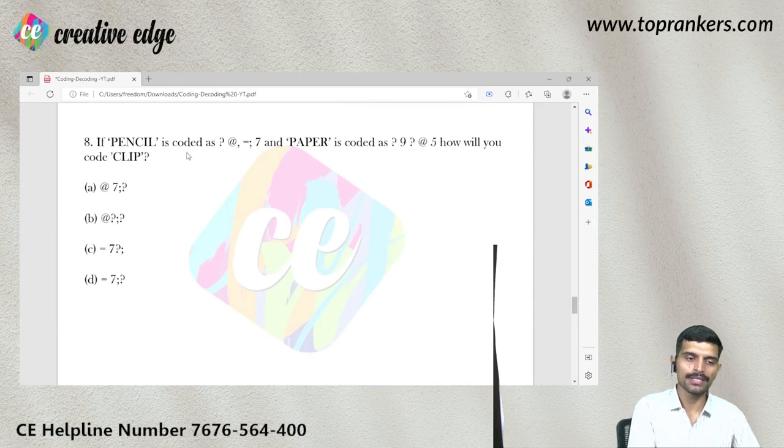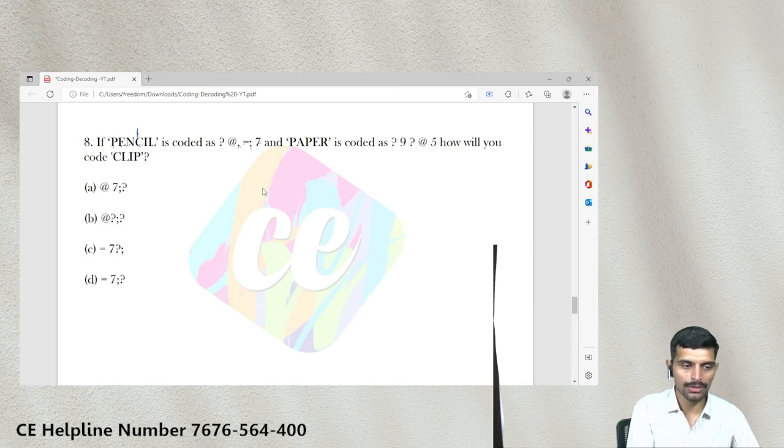Next variety, this we have already seen. No, this is slightly different. Pencil is coded as @, comma, equal to, colon, and 7. Paper has been coded as, how will you identify clip? 1, 2, 3, 4, 5, 6. So C, fourth letter is C.